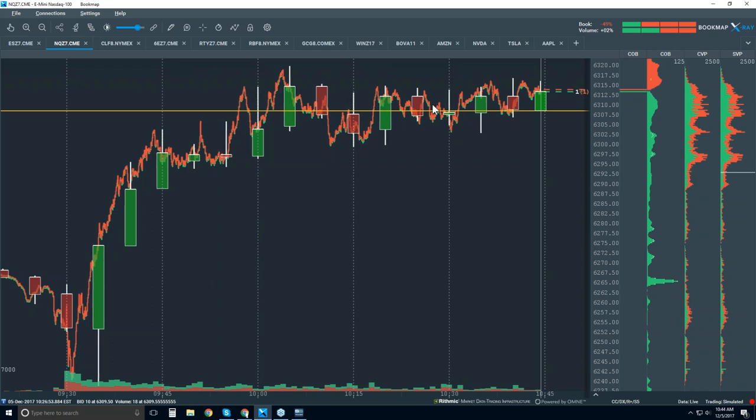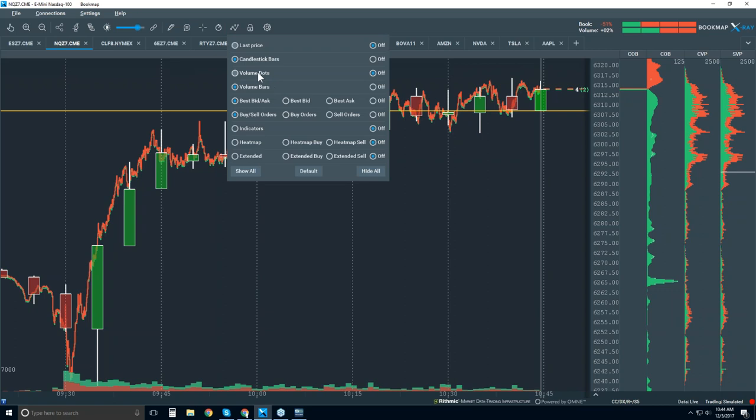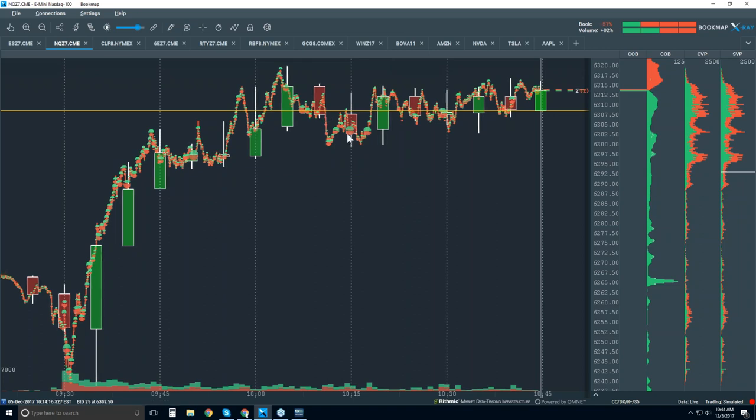And we can understand the microstructure, but now we want to understand another part of this, and that's the volume. Okay, where did the volume trade? And we're going to turn on the volume dots. Okay, so this solves that issue with the volume dots of understanding exactly where the volume traded.